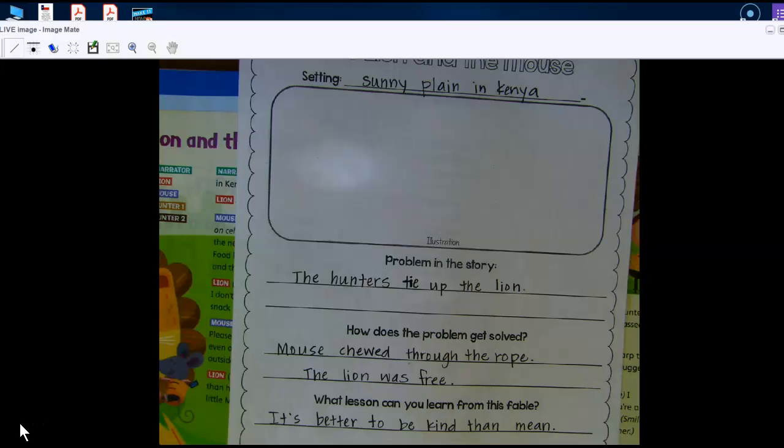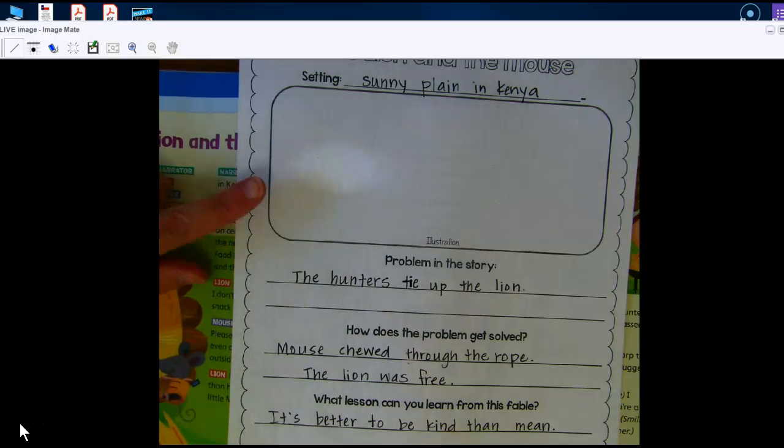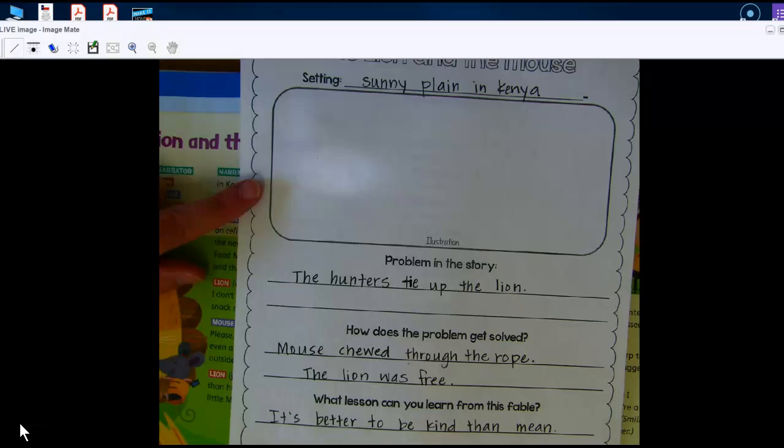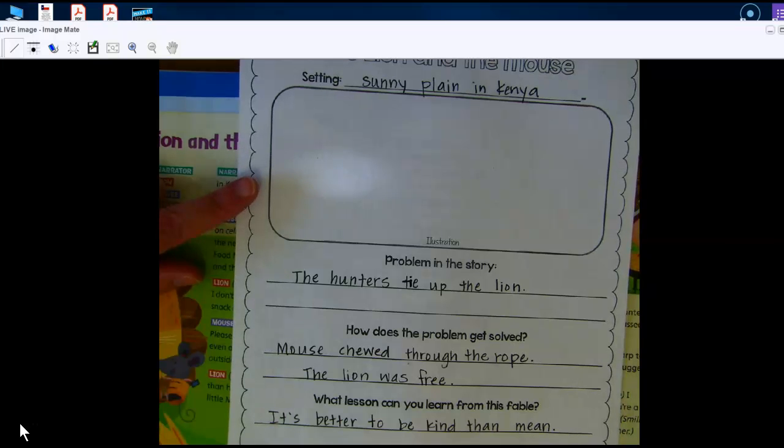When you're done with that part, up here, remember yesterday we talked about visualizing story in your brain? So you're going to draw a picture of what you saw in the story when I was reading it, or when we were reading it. It can be any picture. It's not the whole story, just one thing you saw in your brain with this story. So you can use crayons and pencil.